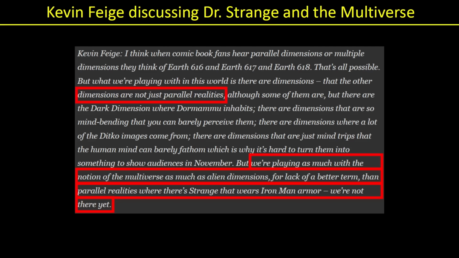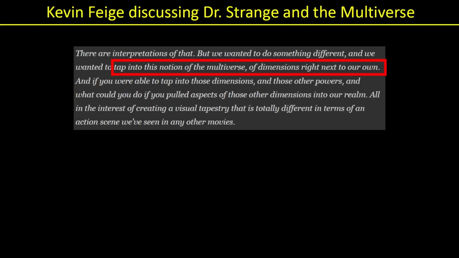Okay, so he's really being clear. They're not talking about branches, they're not talking about 828, 838, etc. Instead, they're talking about the notion of a multiverse of dimensions right next to our own. All right, so that's really important, and that means that all these dimensions we're going to discuss are basically unique for every single universe, meaning there's one of them in every single universe.